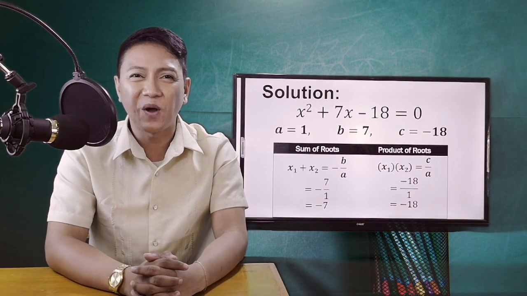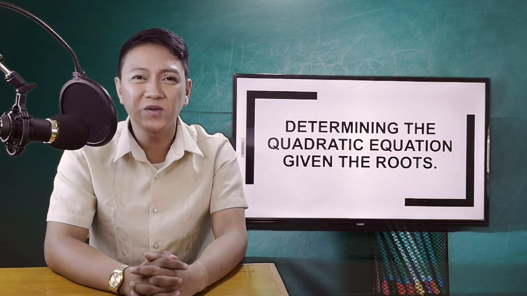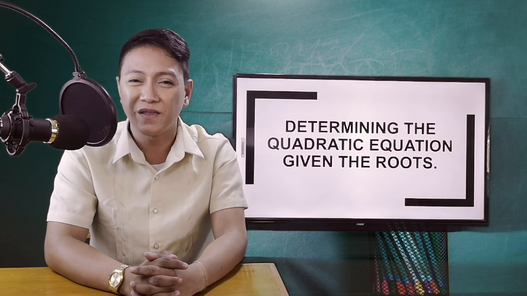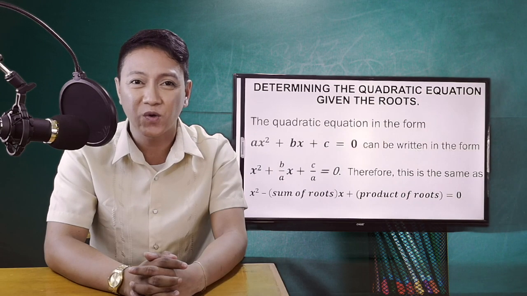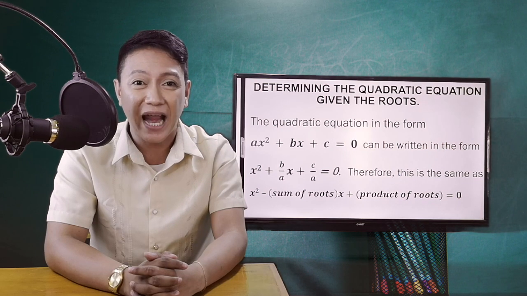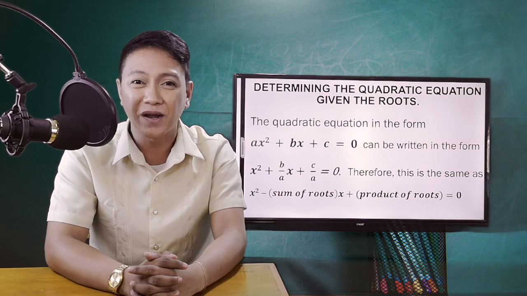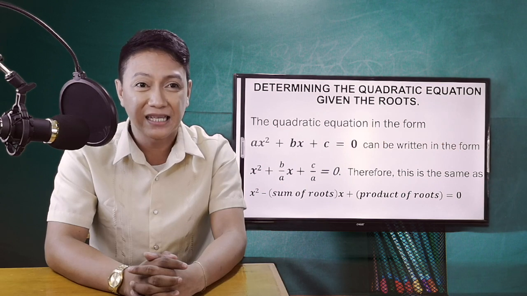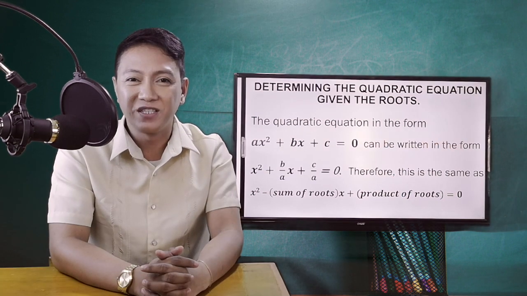Now that you know how to solve for the sum and the product of the roots, then you will know that you can also determine the quadratic equation given the roots. It can be recalled that the quadratic equation in the form ax squared plus bx plus c is equal to 0 can be written in the form x squared plus b over a x plus c over a is equal to 0. Therefore, this is the same as x squared minus sum of roots x plus product of roots is equal to 0. Let us try to explore this.